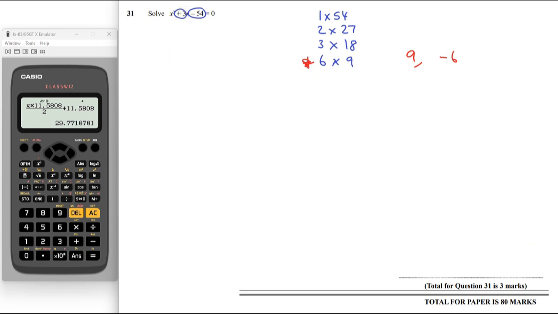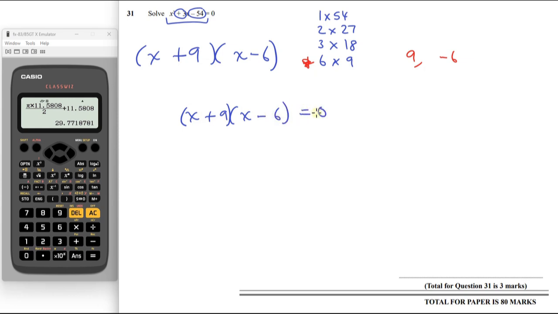So what we need to do is we just need to put in a double set of brackets, and we need to put one of them as x plus 9, and the other one is going to be x minus 6. So I have now factorised this expression. So now I just need to set that equal to 0. So we've got x plus 9 times x minus 6, and all of that is equal to 0.